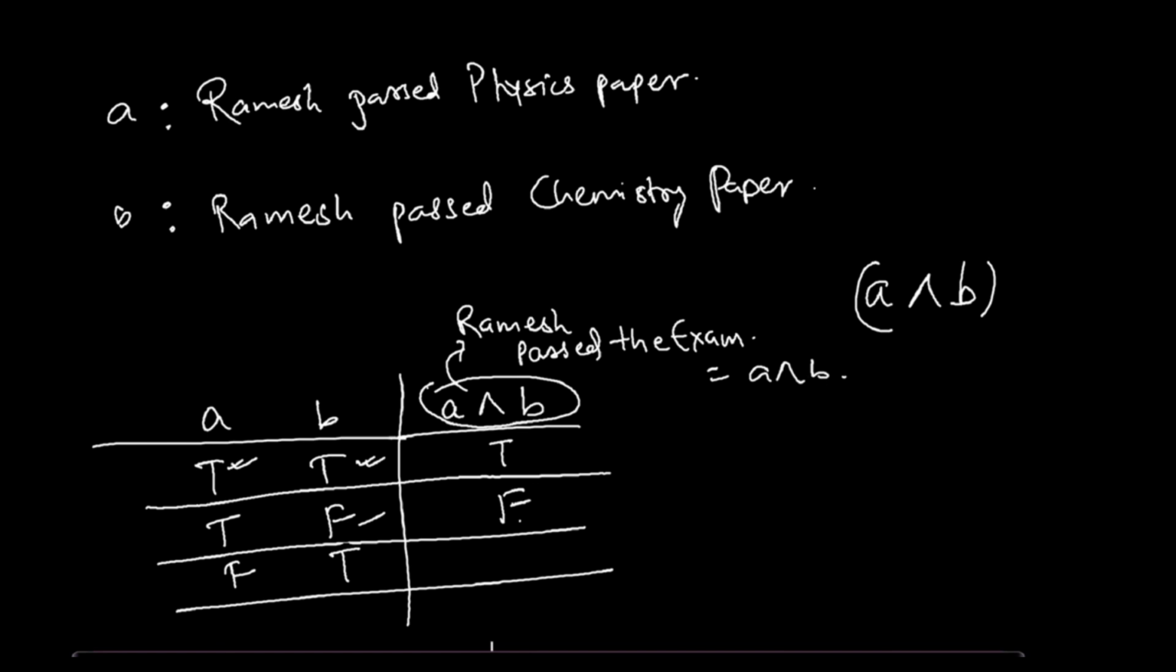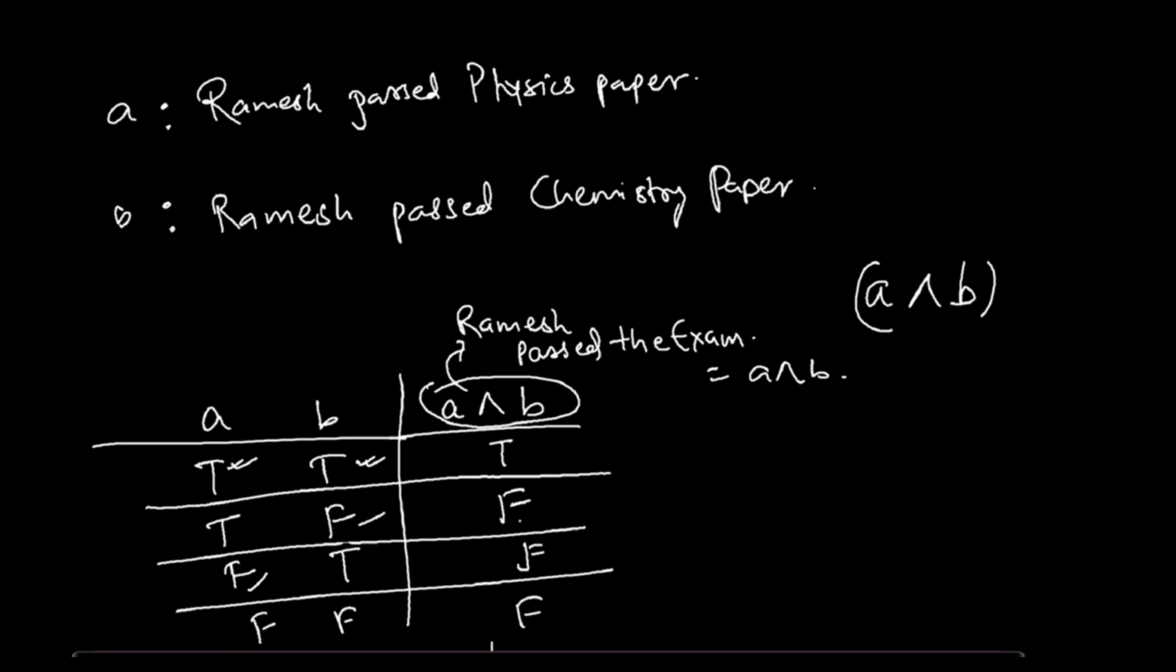Now if Ramesh did not pass the physics paper only, he passed the chemistry paper but he does not pass in the physics paper, then also he failed the exam. And if he does not pass in any of the papers, then he failed the exam.